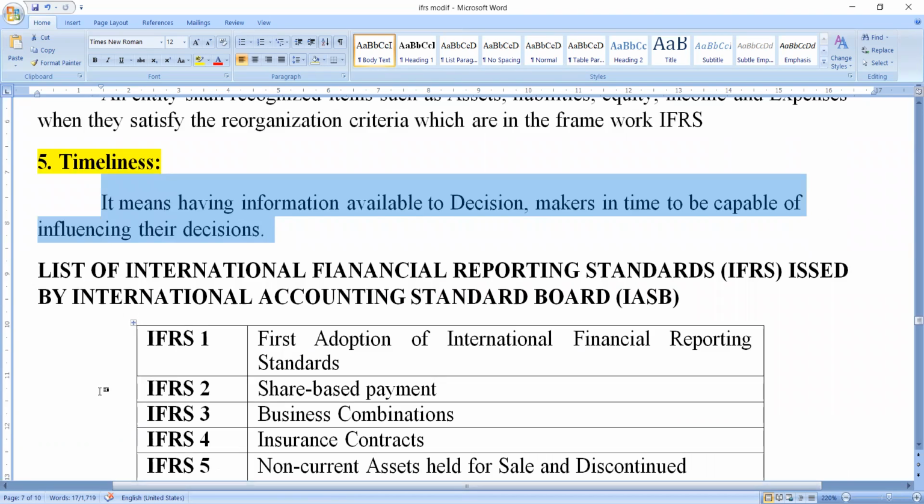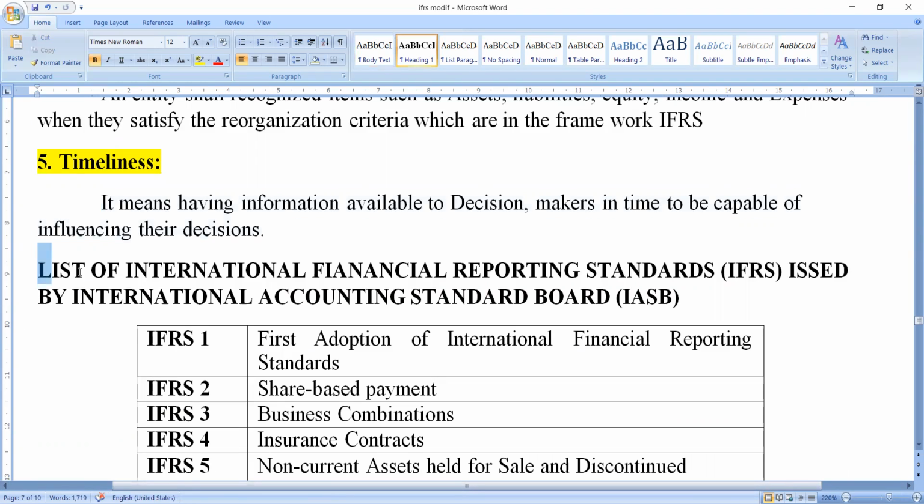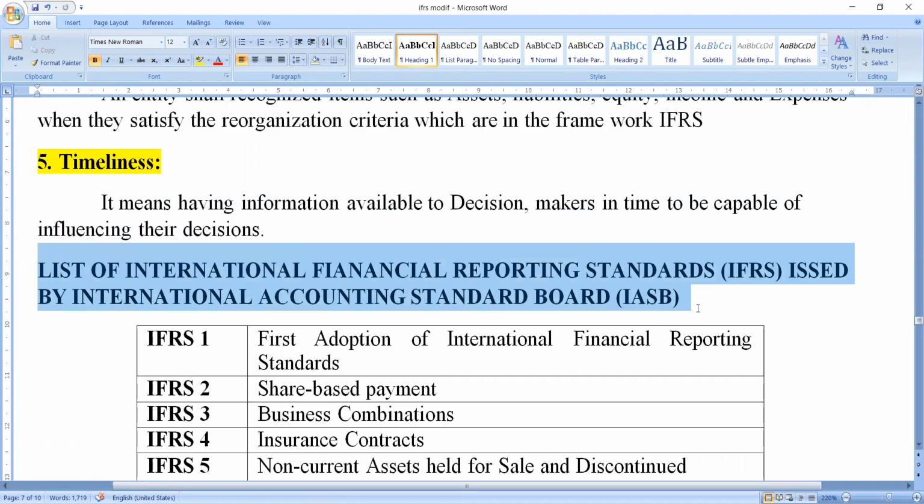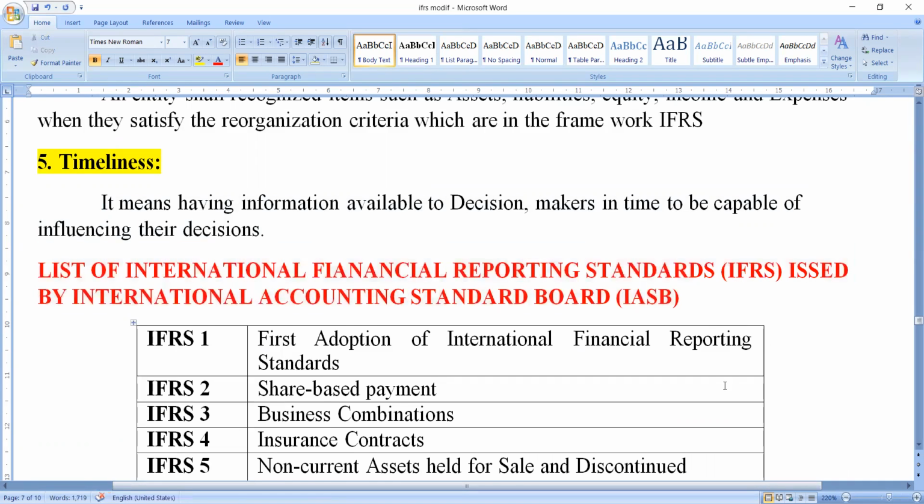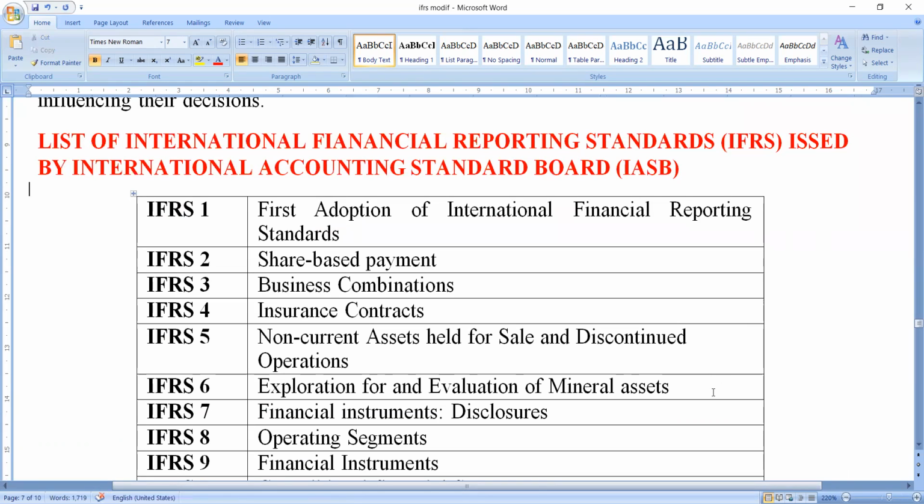And next, the most important topic here, the list of international financial reporting standards issued by the International Accounting Standards Board, IASB. This is the most important question. They asked for 6 marks. You must list out the IFRS standards.